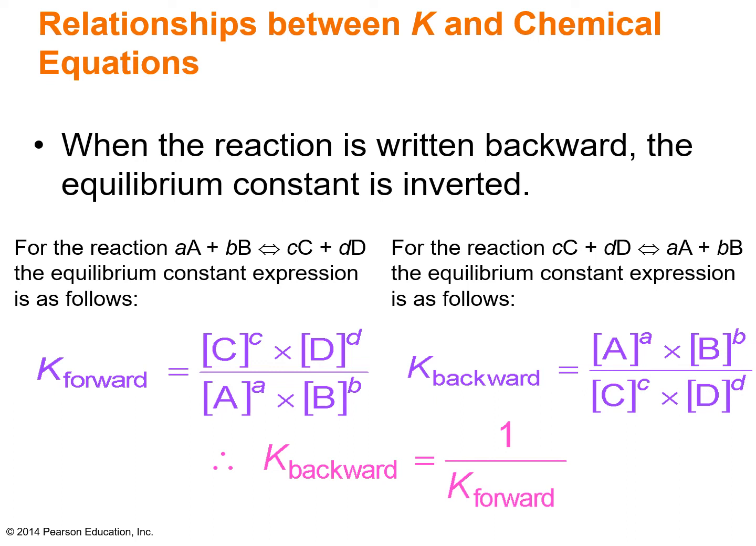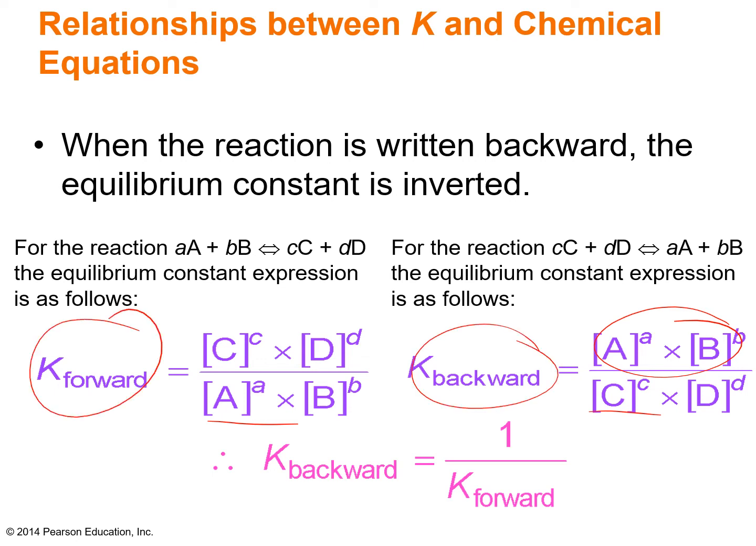So, relationship between K and the chemical equation. When the reaction is written backward, the equilibrium constant is inverted. That makes sense, right? Because in this case, our reactants would be our products. Therefore, they would be on top instead of on the bottom. So if this fraction is inverted, then whatever number we had would be inverted as well. So an easy way to convert between the two would be abiding by this formula. If we're given a K of a forward reaction, the K of the backward reaction would just be 1 over that, the inverse of that.